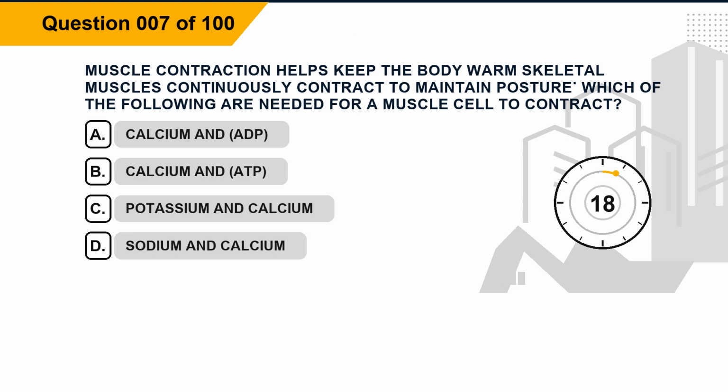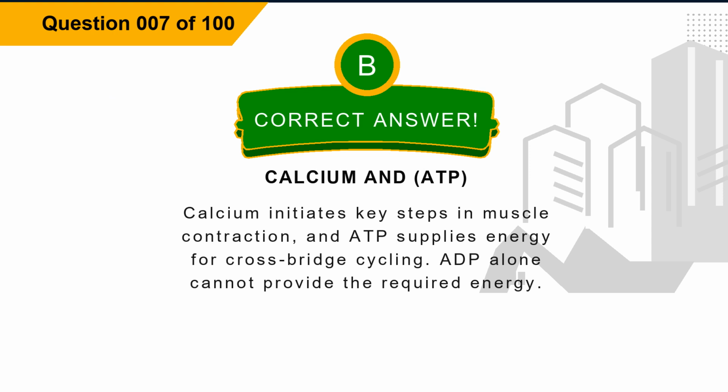Question 7. Muscle contraction helps keep the body warm. Skeletal muscles continuously contract to maintain posture. Which of the following are needed for a muscle cell to contract? Option A, calcium and ADP. Option B, calcium and ADP. Option C, potassium and calcium. Option D, sodium and calcium. The correct answer is option B, calcium and ADP.